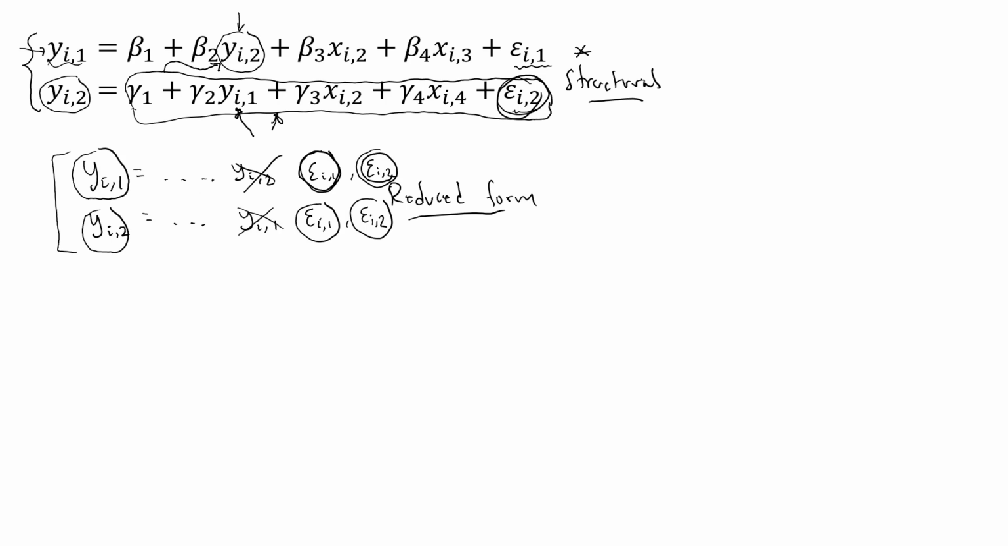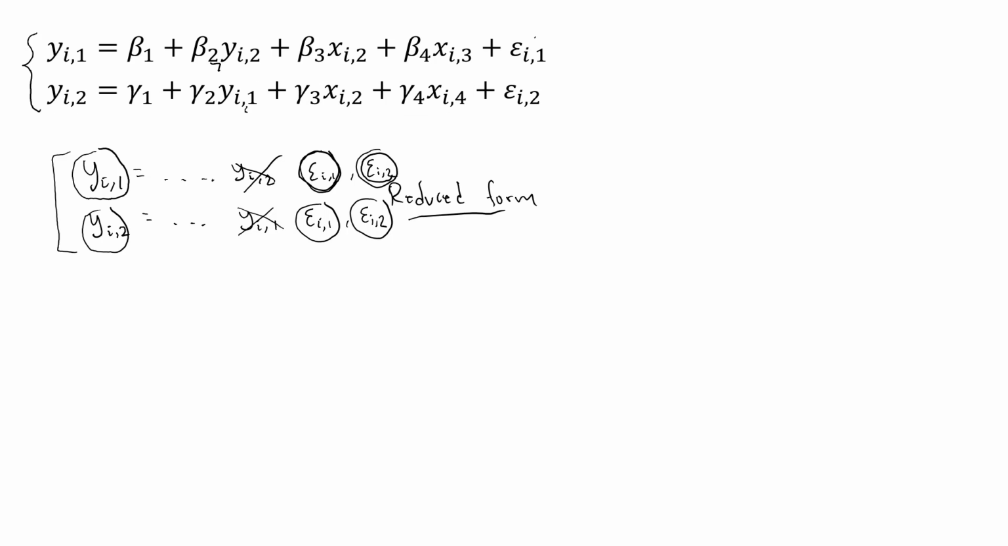Now it is by no means obvious, especially if you look at the structural equations, because from the structural equations the only thing we can see is that y1 is correlated with epsilon 1 and y2 is correlated with epsilon 2. But simply because y2 also depends on y1, and y1 depends on epsilon 1, epsilon 1 will also affect y2. So why do we care about that?